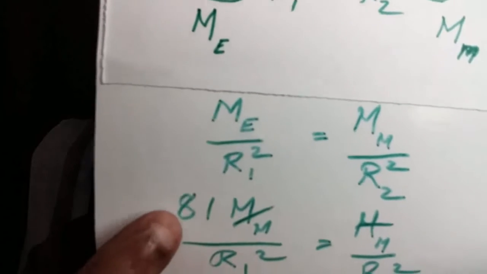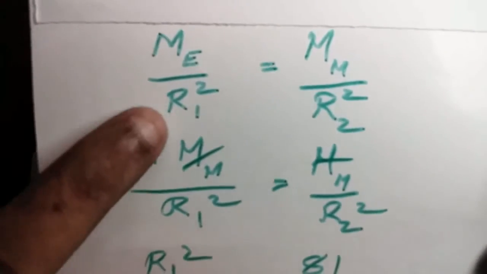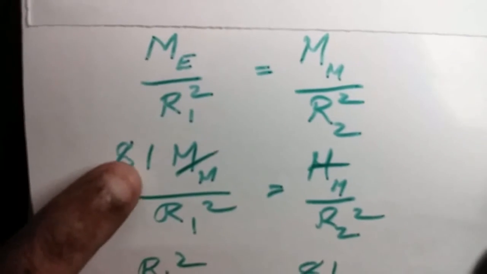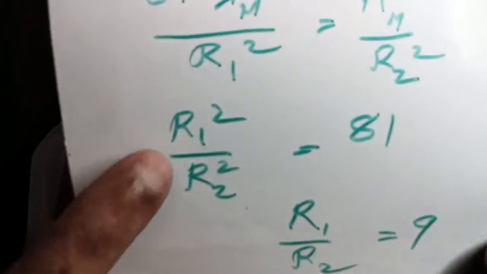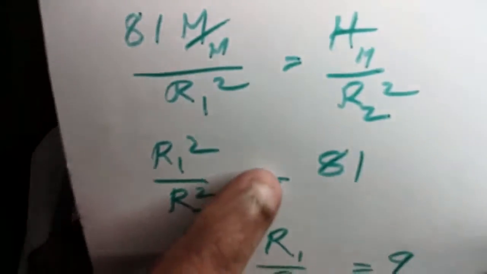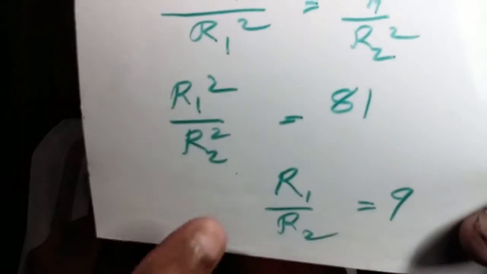But ME is given to be 81 times mass of the Moon. So in the place of ME, write 81 M Moon by R1 square equals M Moon by R2 square. Therefore, R1 square by R2 square equals 81, or R1 by R2 equals 9. The ratio is 9:1, or R1 by R2 is 9. Thank you.